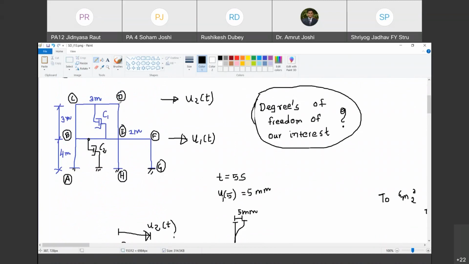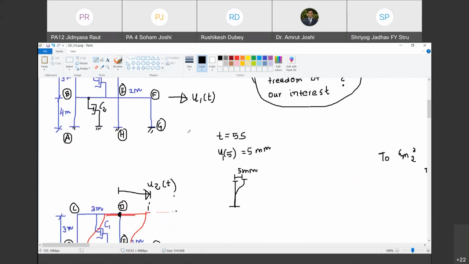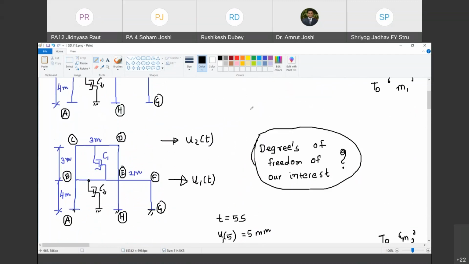Now, I will ask you another question. What is the displacement that causes stresses in column DE? U2 of t. Okay. Now I am going to counter your answer by considering an example. Let us say at time 5 seconds, u2 of 5 seconds is 5 mm. Are you with me? Yes, sir. And u1 of 5 seconds is also 5 mm. Are you with me? Yes, sir.